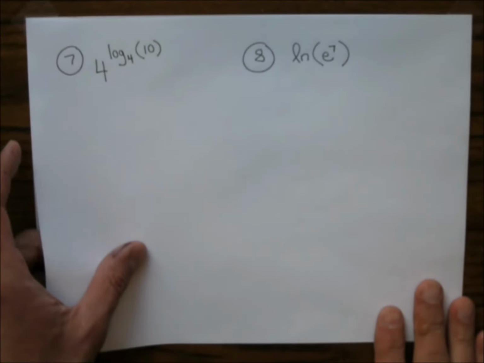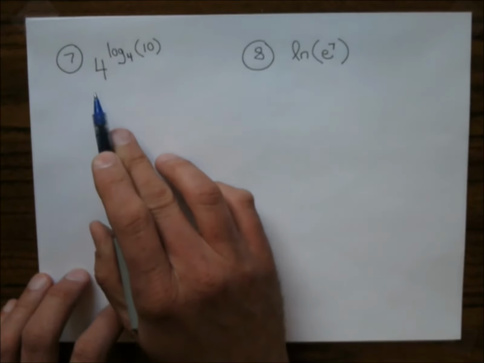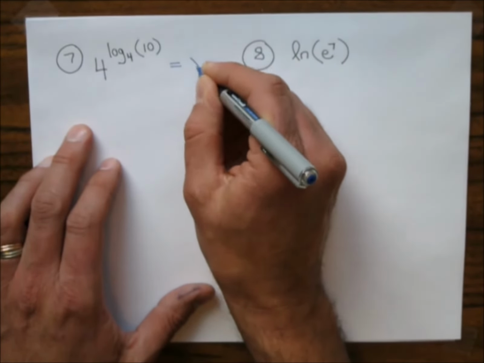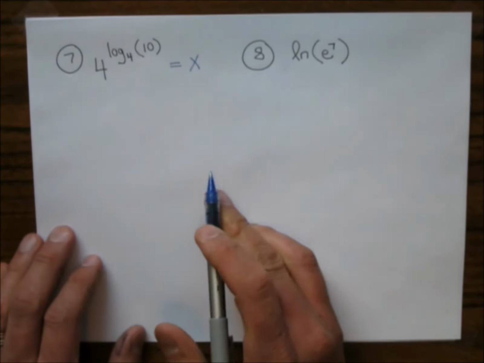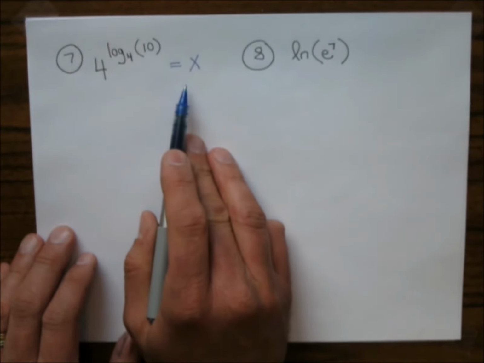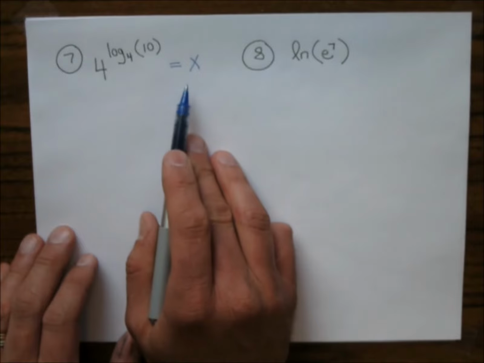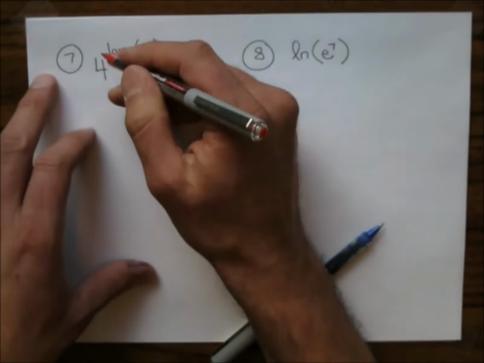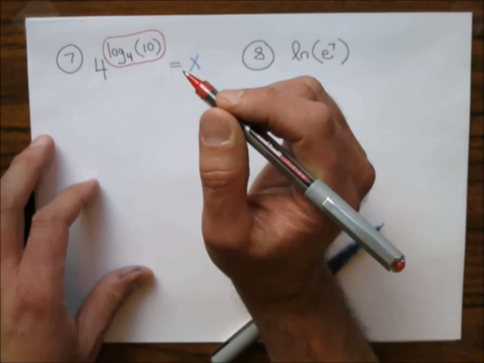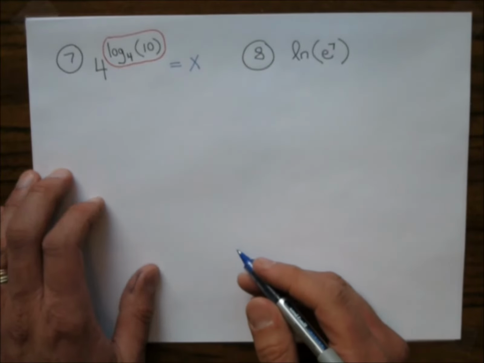Our next problem, this one might be a little too challenging, so try to do this one on your own, problem number 7. I'm going to set it equal to x, and I'm actually going to make the statement that this equation here is an exponential equation. It's Clark Kent. What is the exponent? It has a log in it. That's the exponent. It's Clark Kent with a tattoo of Superman, whatever.